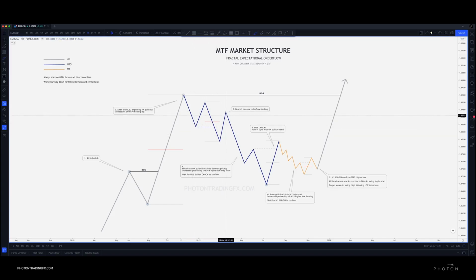confirming now that the M15 is bearish. We have a bearish trend on the M15, the blue line, to show us that the 4 hour chart may want to pull back. So now the M15 has changed character and the M15 is bearish. The 4-hour chart is now likely pulling back.